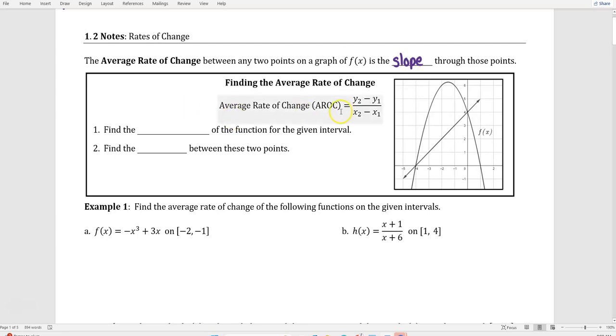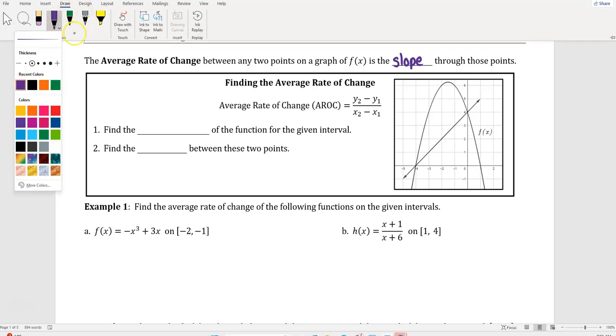So average rate of change is just slope formula. It is y2 minus y1 over x2 minus x1. Change in y over change in x. So if we are finding the average rate of change for a function, this is something I don't think you've done before, because you've only really done average rate of change for lines or points where you were dealing with something that had a constant rate of change.